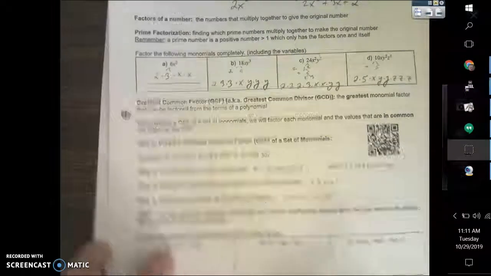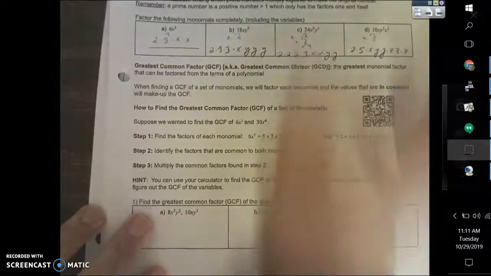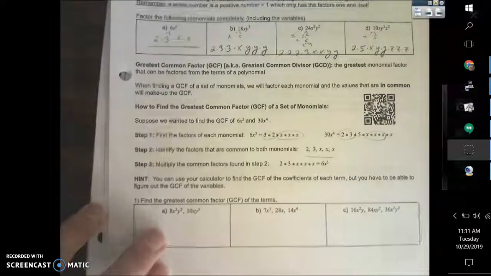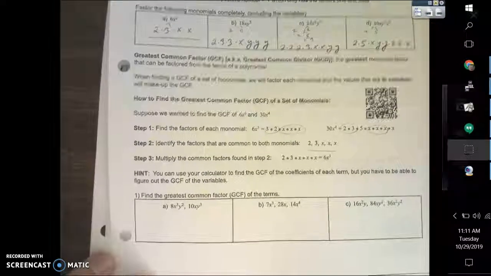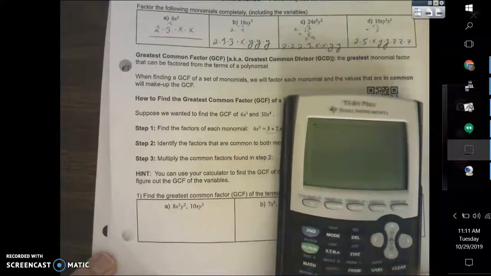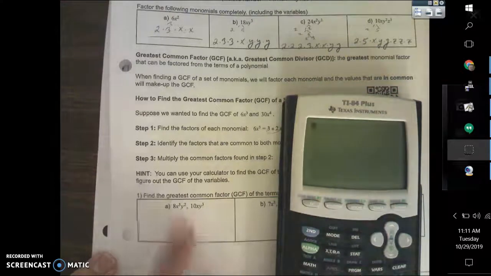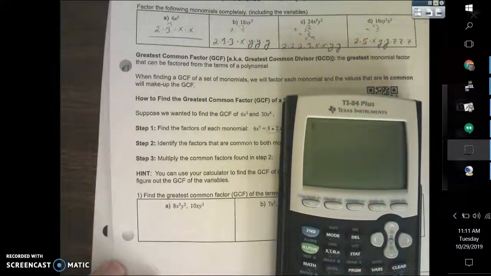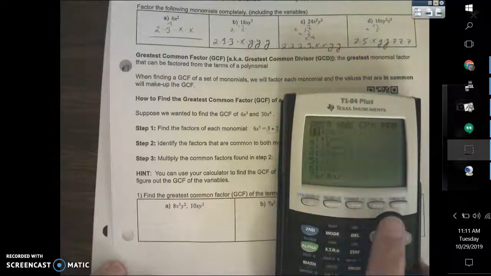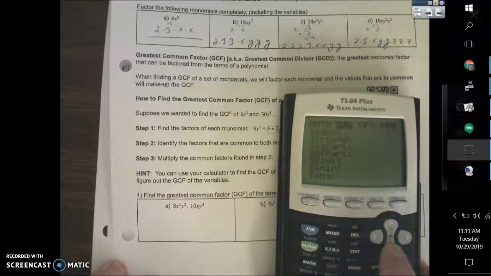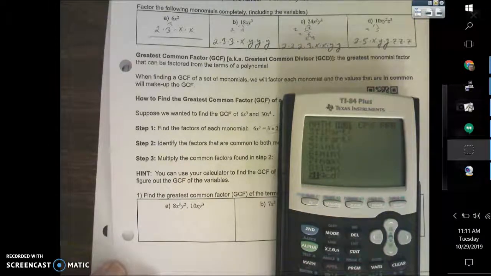So I'm going to show you guys a little bit of a shortcut here, because sometimes it is tough to remember all these things. There is a way to do this in a calculator. The thing with the calculator is that you can only do it with the numbers. So if you want to find the GCF between 8 and 10, you hit the math button, go to the right, and if I scroll down in this calculator, number 9 says GCD. That's your greatest common divisor.